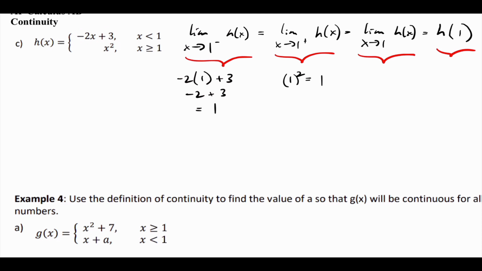How do I get the overall limit? Even easier than that. You could do that, but even easier than that. If these two guys right here are the same number, then the limit has to equal that number. If they're not the same number, it's D and E. But they are the same number. So, 1.